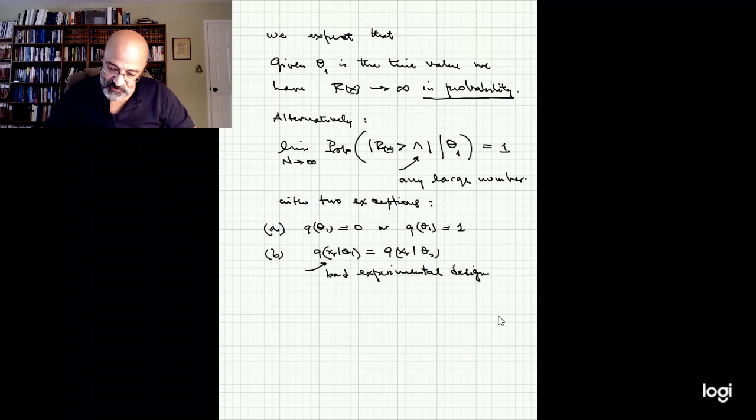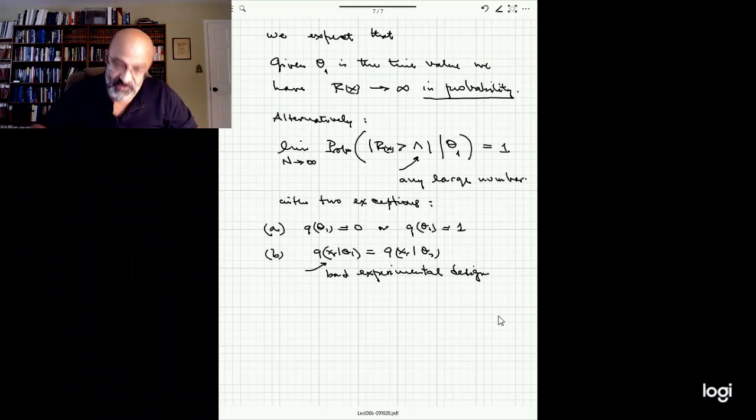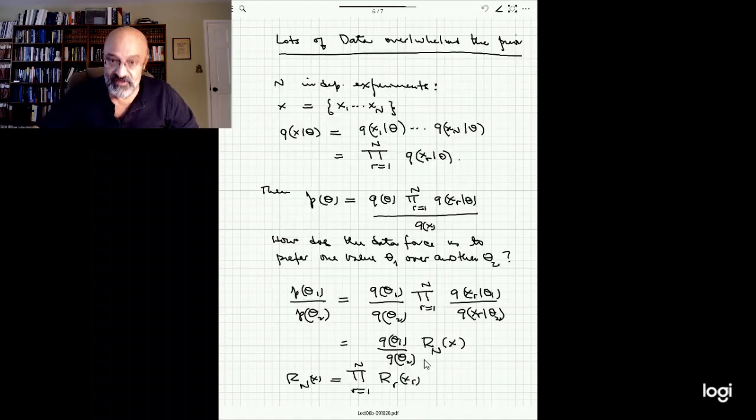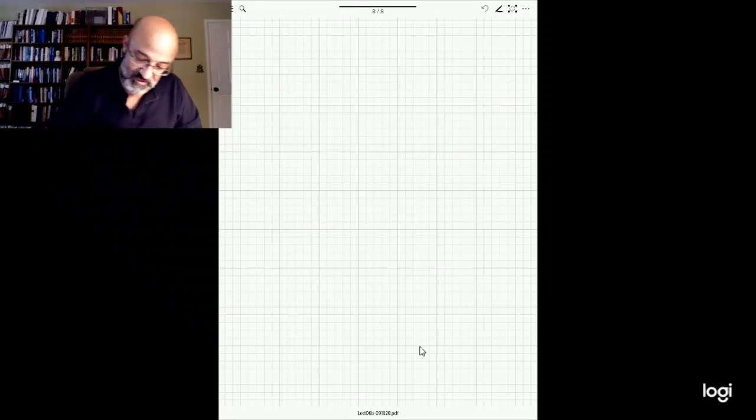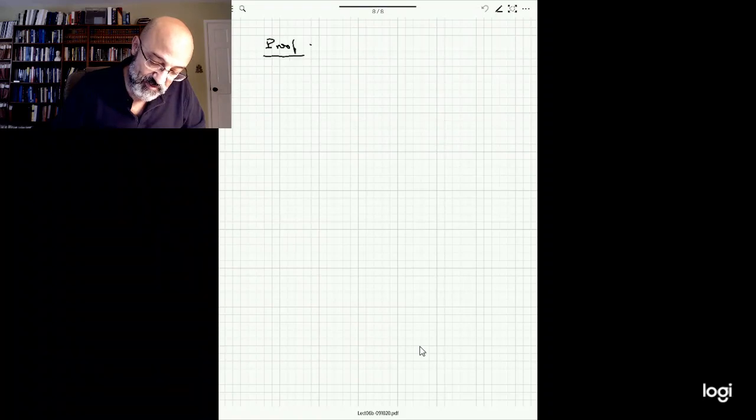So except for those two conditions, and we're going to see how they appear in a second, this theorem is true, and that means that collecting more and more data will make the probability of this ratio being large more and more likely. So how do we proceed? The proof of the theorem proceeds by using the central limit theorem. Actually, the law of large numbers. Use the law of large numbers.